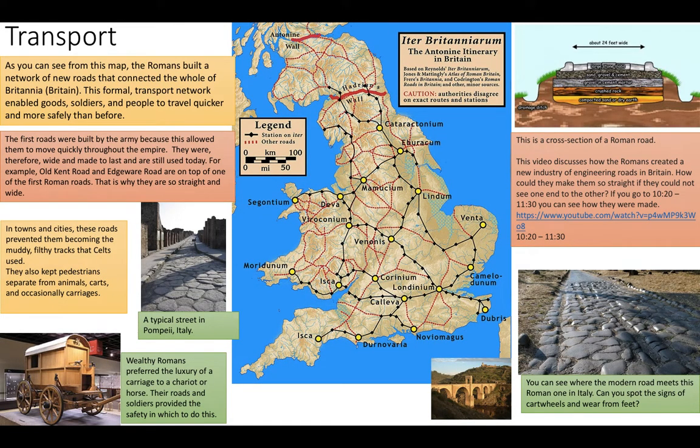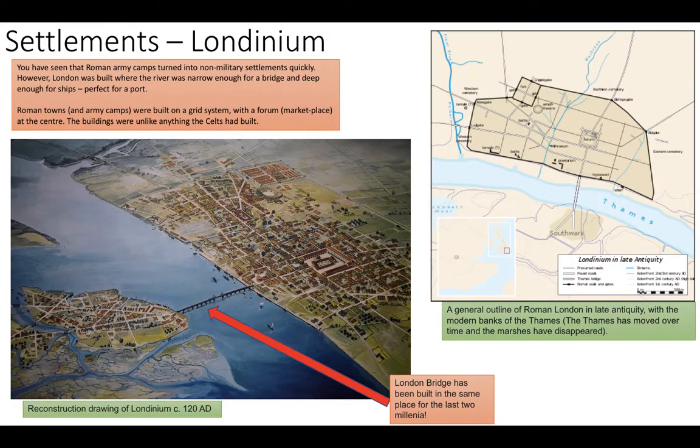Transport, here's a big one, and the most substantial thing is that the Romans built a network of roads that connected the whole of Britain. So if you were travelling from London up to Hadrian's Wall, you could follow the roads all the way there, and you could march in a very easy fashion instead of having to cut cross country. The first roads were built by the army because it allowed them to move quickly throughout the empire. That meant that they were wide and they were built to last.